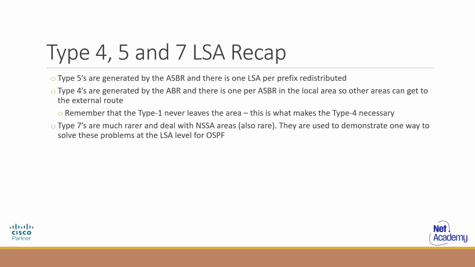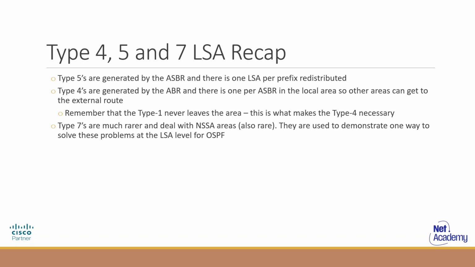Now, type 7s are quite a bit more rare. NSSAs are fairly rare. And so this is less about being practical with the type 7s, more about how does OSPF deal with a problem like this? And you'll start to see some themes appearing, right? When we want to do filtering or policies, or we want to talk about special LSAs, we're always talking about either the ASBR or the ABR, right?